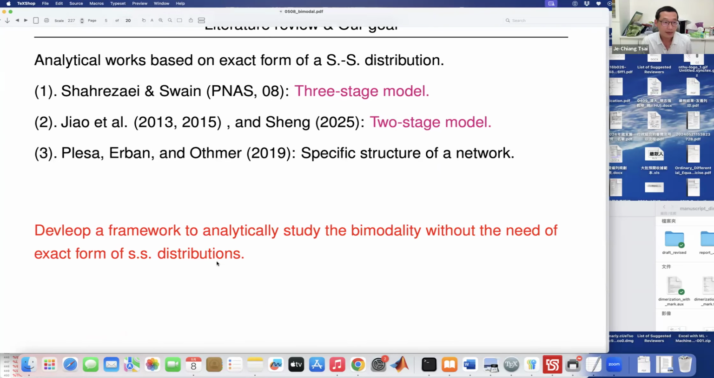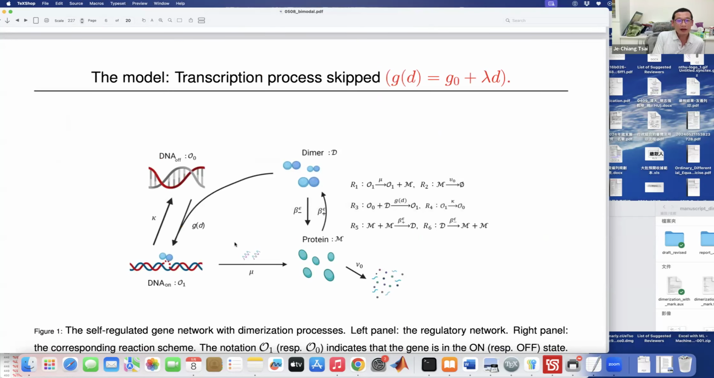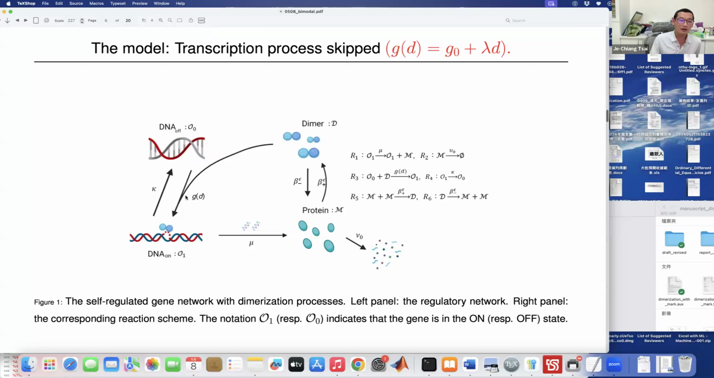So my goal is to develop a framework to analytically study the bimodality without the need of the exact form of the state distribution. So in my approach, it's my first step towards a solution. I skip the transcription process. I only consider the switch between the DNA off and on, the translation process, and also the dimerization process.